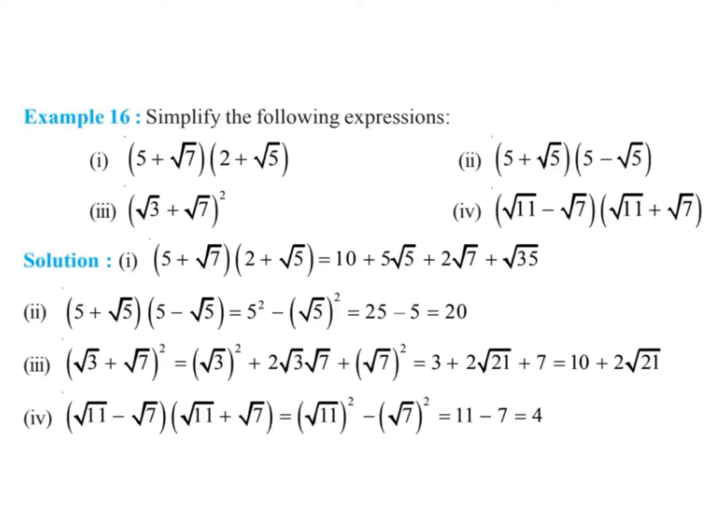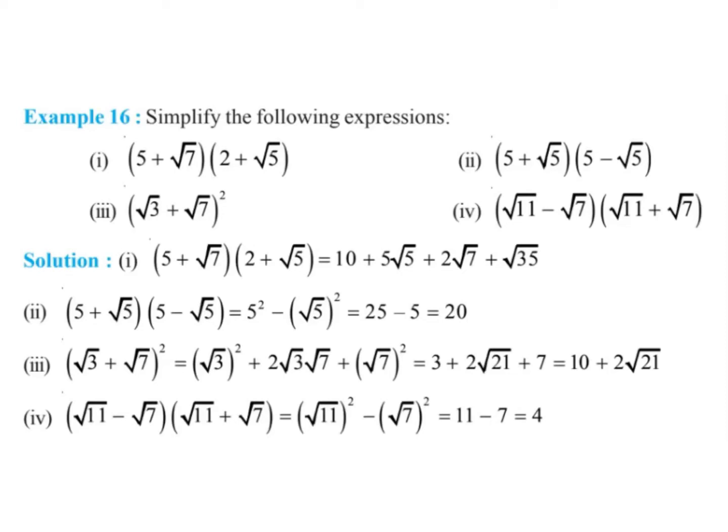Third one is (√3 + √7)². It is of the form (a + b)² = a² + 2ab + b². So (√3 + √7)² is equal to (√3)² + 2 into √3 into √7 + (√7)².